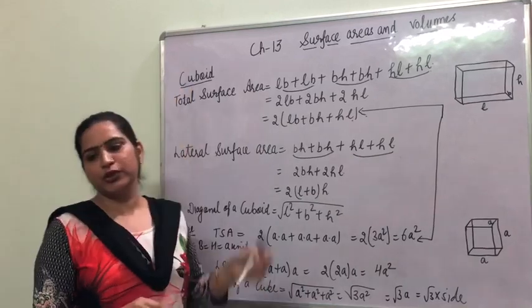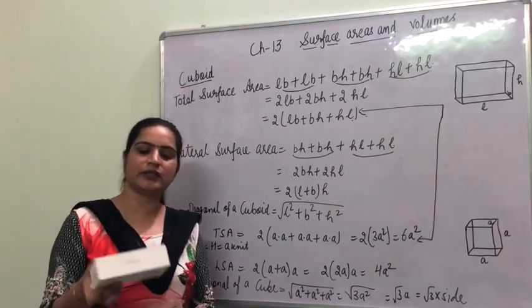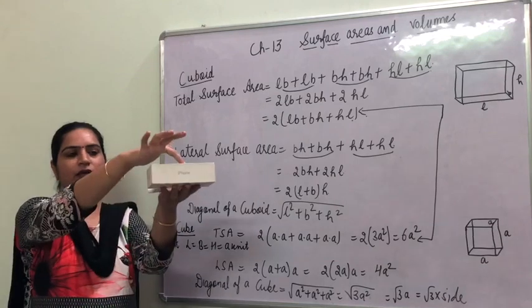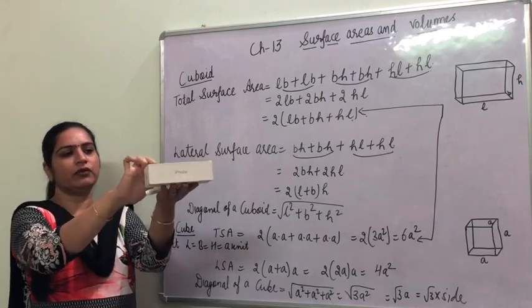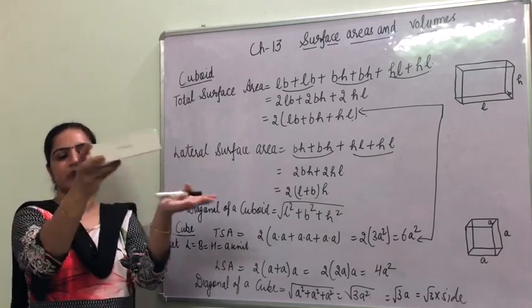Suppose I am showing you a cuboid. Here in this cuboid you can see how many faces are there. 1, 2, 3, 4, 5 and 6. Total 6 faces are there.